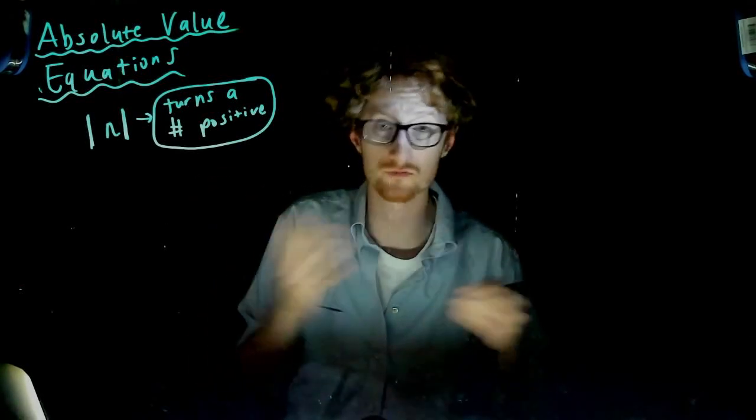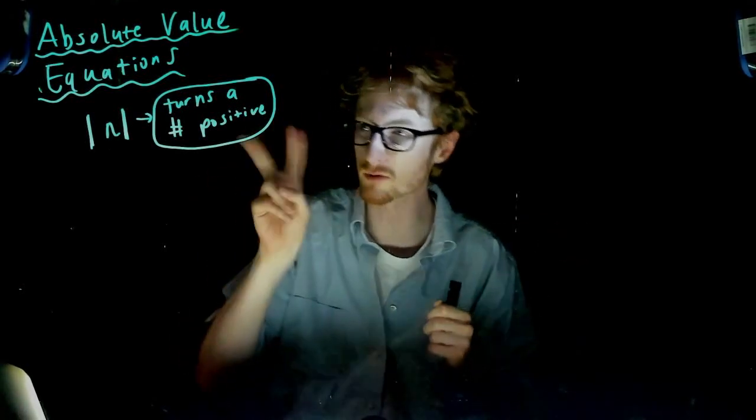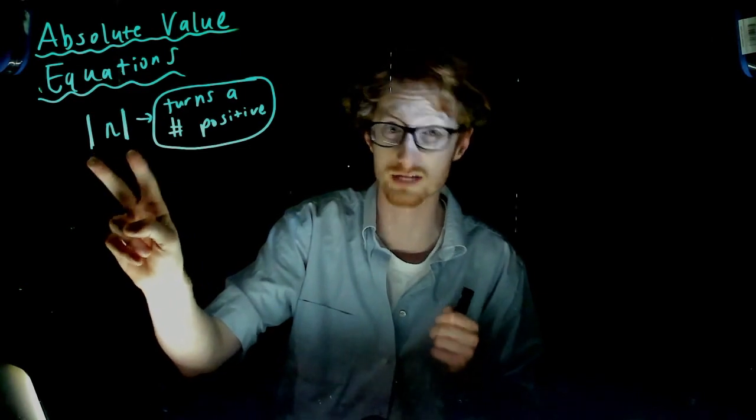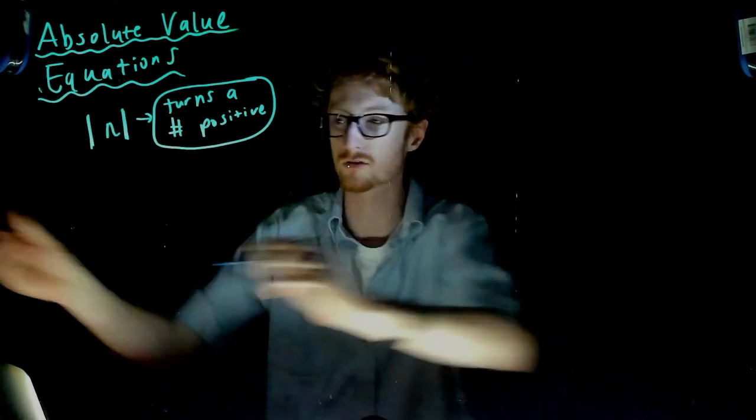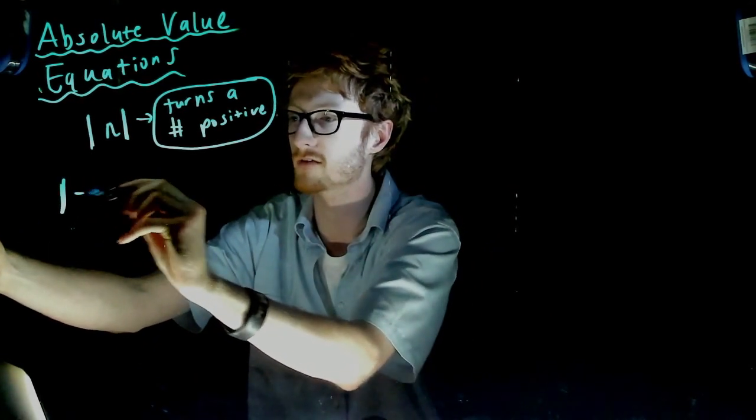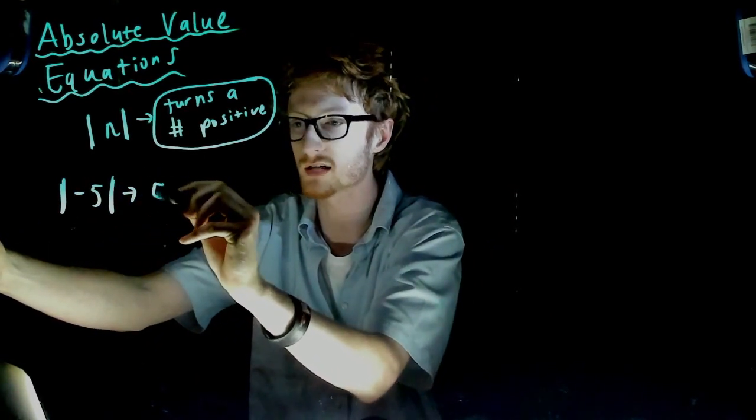Absolute value equations work very closely to regular equations. The only thing that's interesting about them is these bars. That's what absolute value bars are, these little things. And they take whatever number they have inside of them and they turn it into a positive. So, for example, if I have the absolute value of a -5, it just turns that number into a +5.